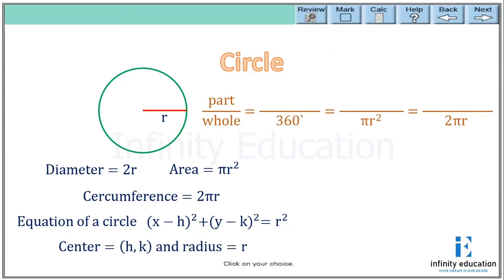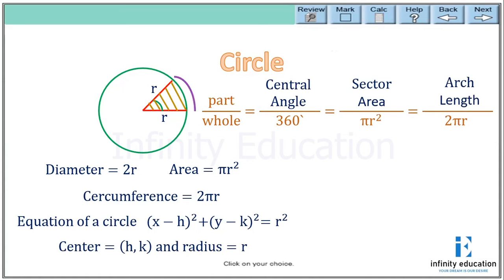Now there is a part by whole formula. Let's see how that works. Consider one more radius, and this is the central angle. With respect to that small central angle, we have this small sector area, and with respect to that, this small arc length. They are always in direct proportion. If the central angle increases, the sector area and the arc length increase, and if the central angle decreases, the sector area and the arc length decrease in the same ratio.